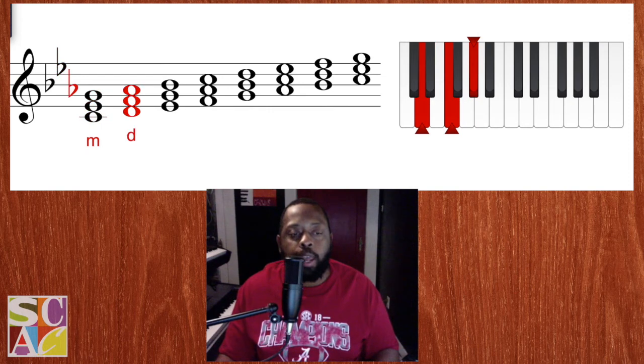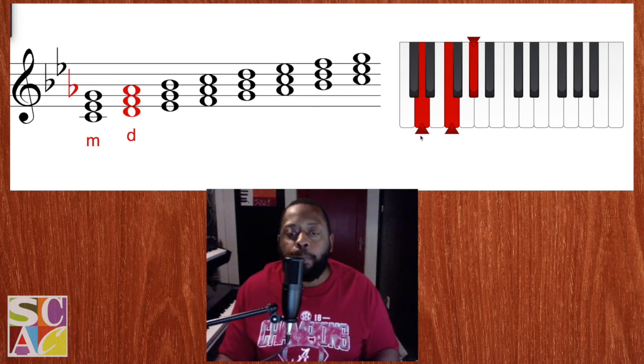The second triad is D diminished. Notice the lowercase d indicating that this triad is a diminished triad. Let's analyze. From D to F is the minor third. From D to A flat is the diminished fifth. Let's once again revisit how to get the diminished fifth. Let's go to the keyboard.